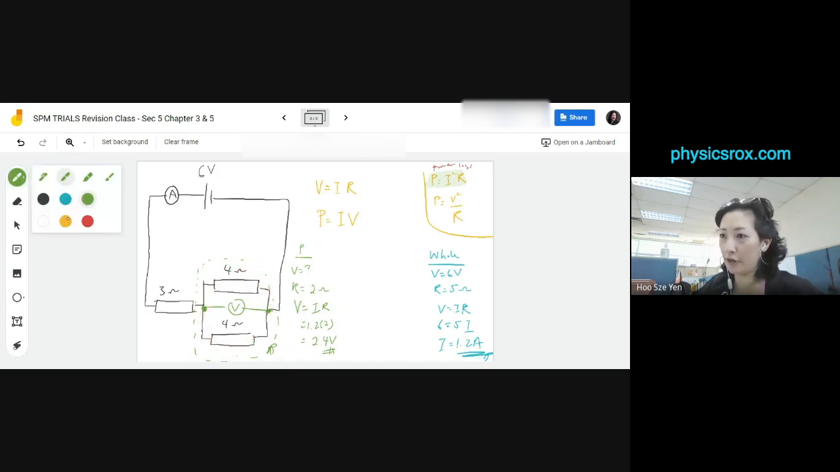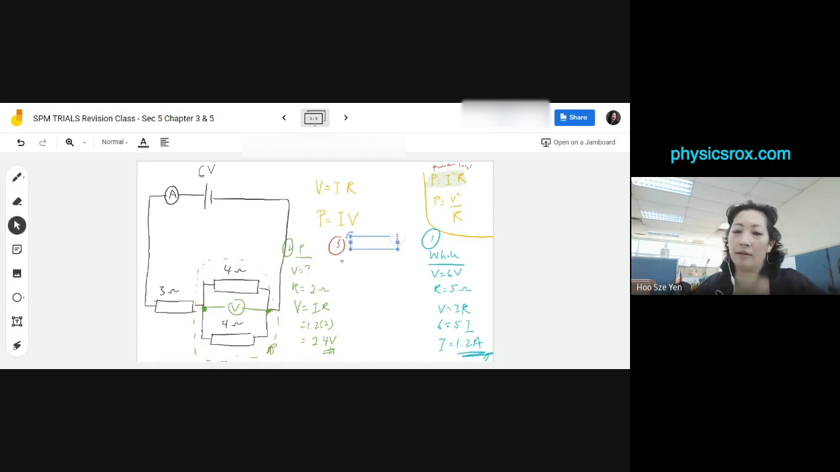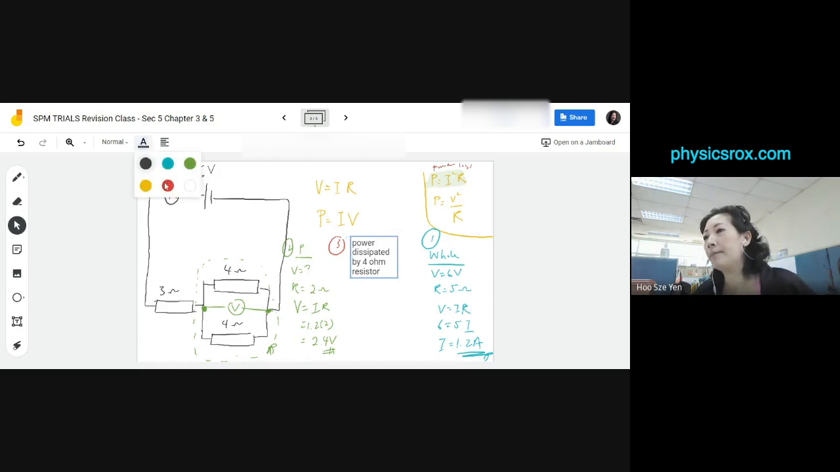If the question changes, and now I know I'm going all over the place, it's just that I wanted to make this closer. Let's say third question now. I think I'd better change color so that you can see the distinction. The third question now is, what is the power dissipated by a 4 ohm resistor? Power dissipated by the 4 ohm resistor.